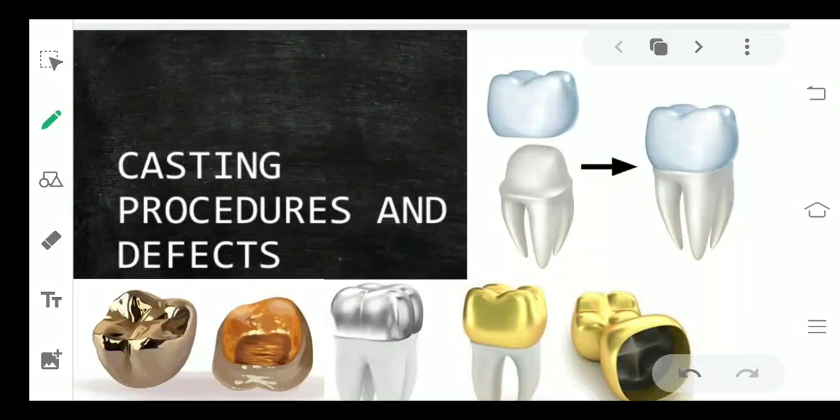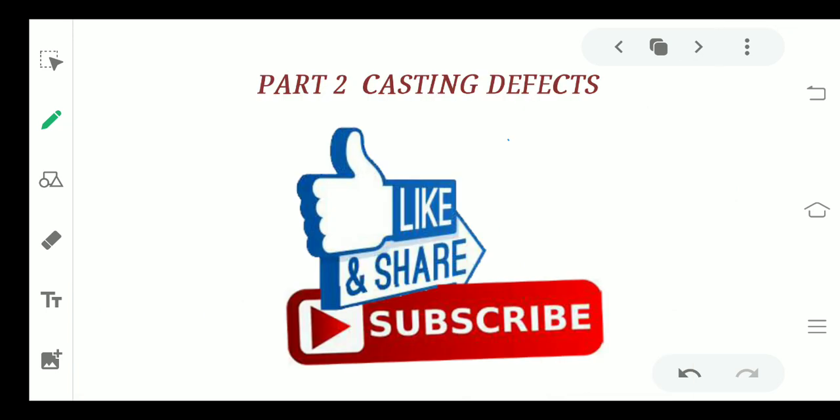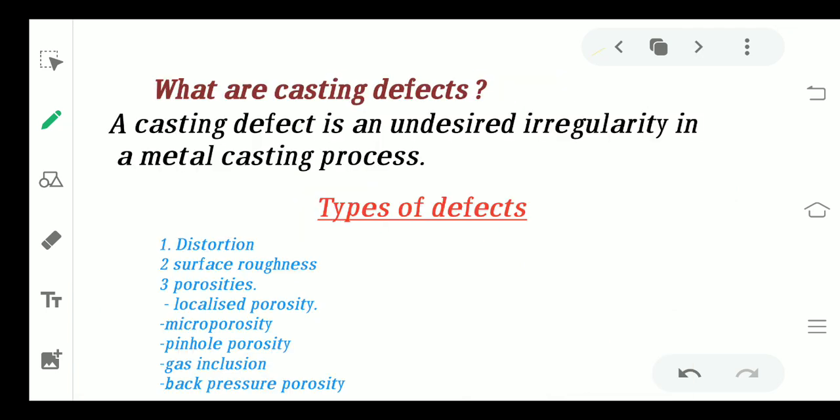So in this video, part 2, we'll be studying casting defects, and we have studied the casting procedures and techniques in part 1 of the video. So moving ahead, what are casting defects? Whenever you do any process, you can have certain defects in it. Similarly, during the process of casting, there are some undesirable irregularities which can occur, and they are said to be casting defects. Now, what are the different kinds of defects we can see?